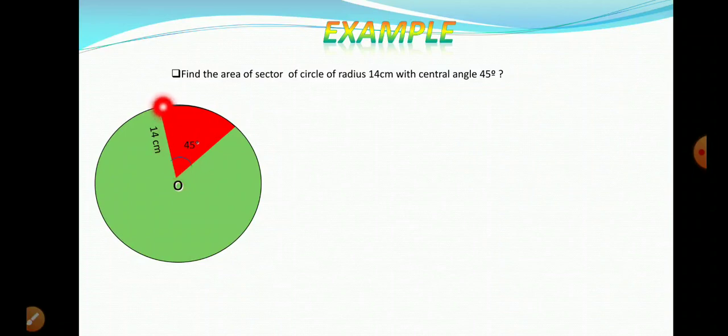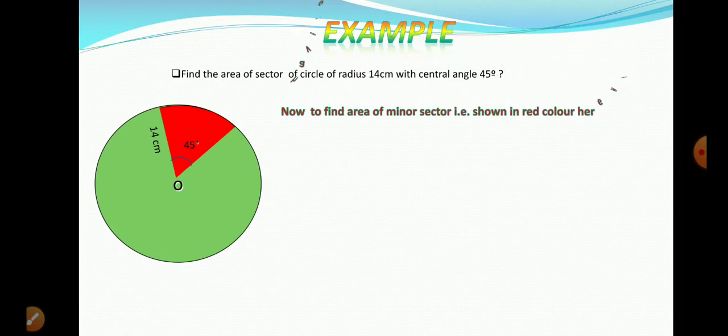Now we will take one example to understand this formula. Here we have to find the area of sector of circle of radius 14 centimeter and central angle 45. Here in this circle, the central angle is 45 degree and radius is 14 centimeter. Now to find the area of minor sector, that is shown in red color, here we have center angle theta is equal to 45 degree and radius is equal to 14 centimeter.